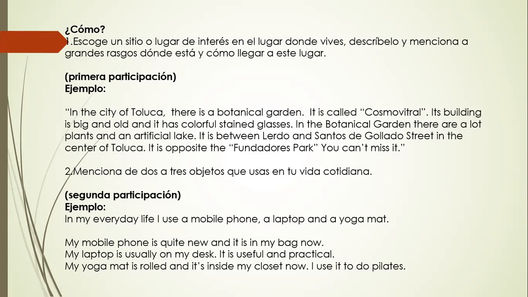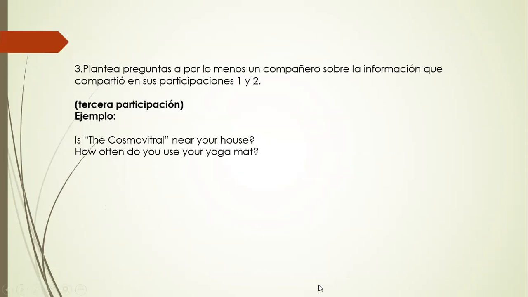My laptop is on my desk. And I use 2 adjectives to describe my laptop, useful and practical. And my yoga mat is rolled. This is the adjective that I use to describe my yoga mat. And it's inside my closet. I use it to do Pilates. In the last one, I am telling you the purpose. You can tell me about the purpose of the things or of the objects that you use in your everyday life. So that is in your second participation.